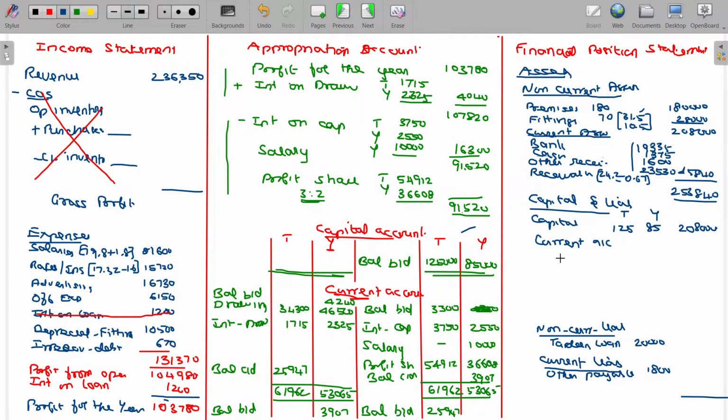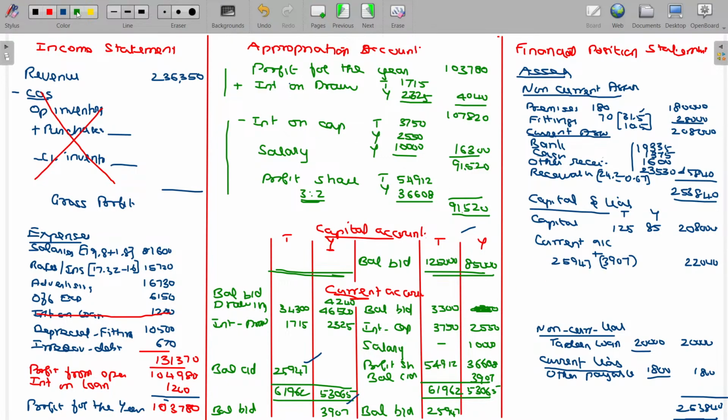And current account for T, 25,947 positive value. For Y it is a negative value, 3,907. If you add up these two, then the value being 22,040. Non-current liabilities 20,000. Other payables 1,800. If I add up all these things, the total being 2,53,840. It's matching with the assets.